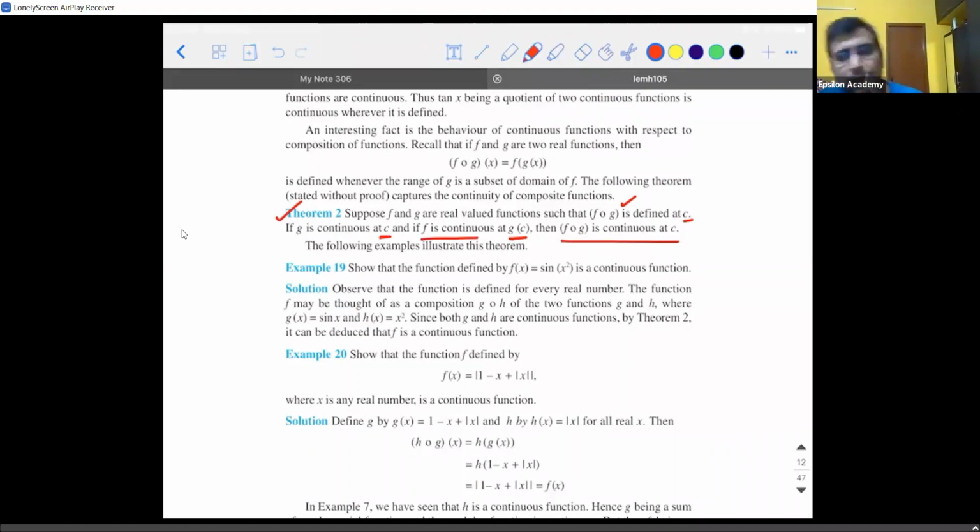Okay, let me give you an example for it. The best example is sine of x square. If I take sine of x square, can I write this f of x as a composite function of two other functions? So f of x is sine of x square. It's a composite function of which two functions?